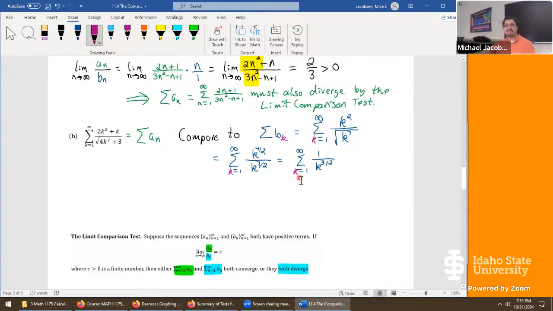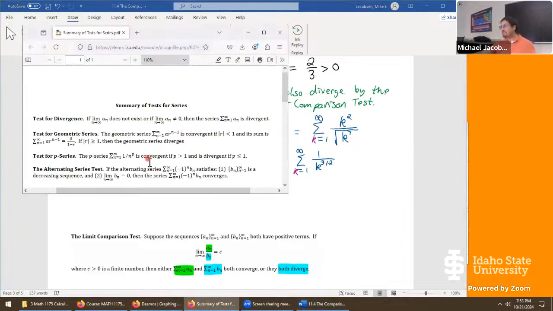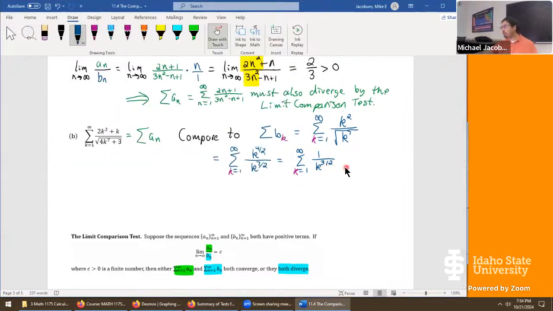Just because we're using an index k doesn't change the fact it's still a P series right here. It's 1 over k to a power P, but same idea. Our power P is 3/2. So we go over here. Let's say P equals 3/2, which is greater than 1. This implies it converges by the P series test.